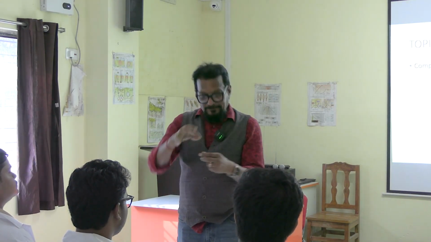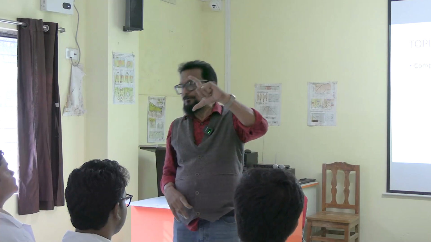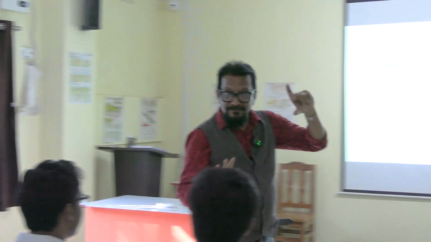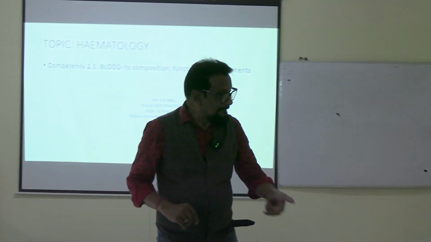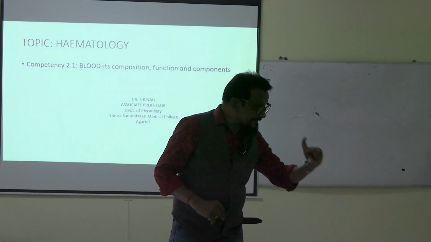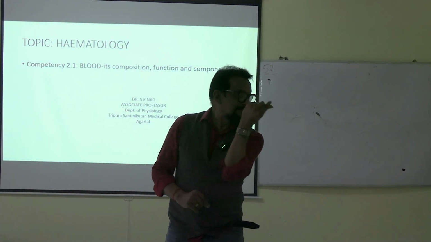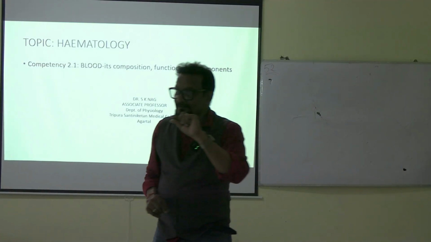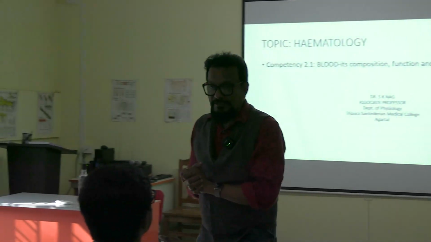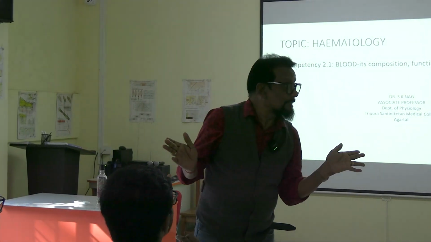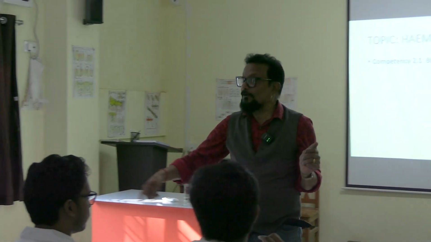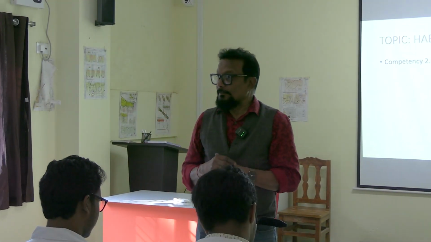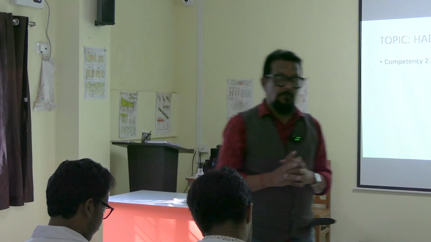After that we will take out the tube, and here you will find how many layers? Three layers. The top layer is plasma and the bottom layer is cells. In between there is a white layer. What is the name of this? Anybody? Write it down. Buffy coat. B-U-F-F-Y, Buffy coat.